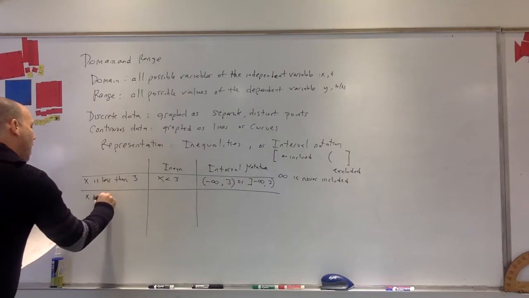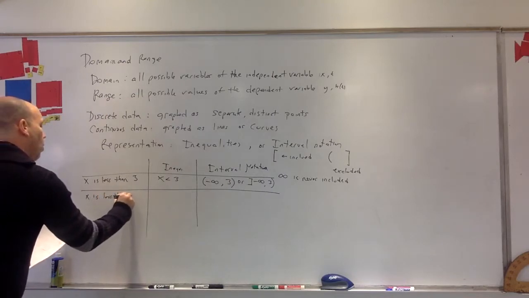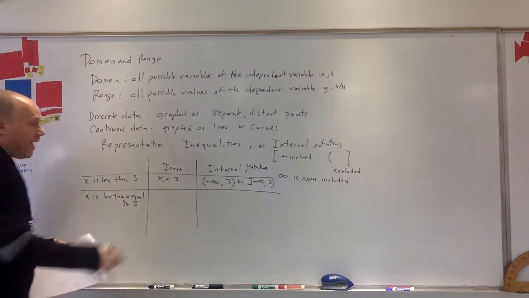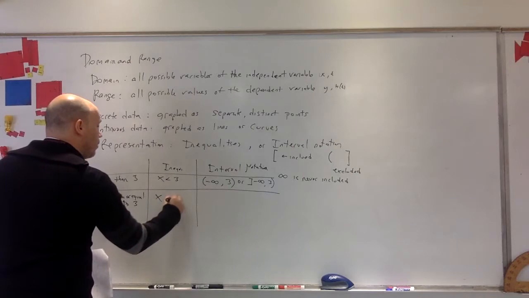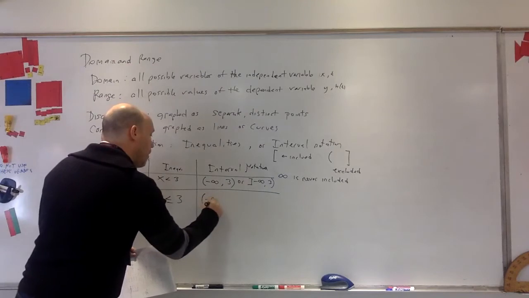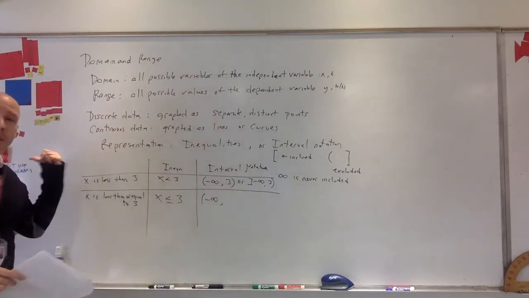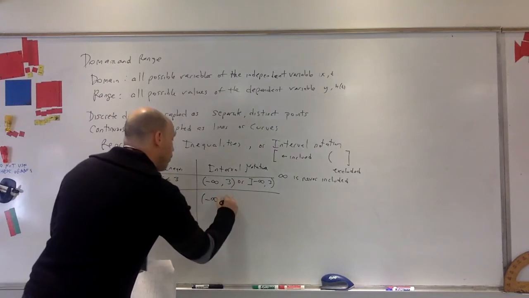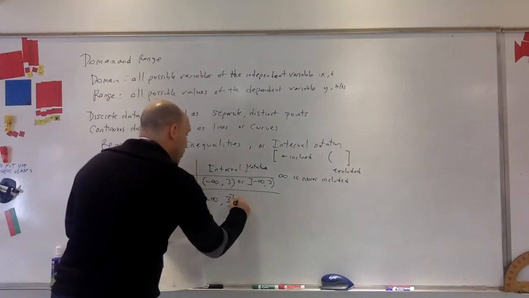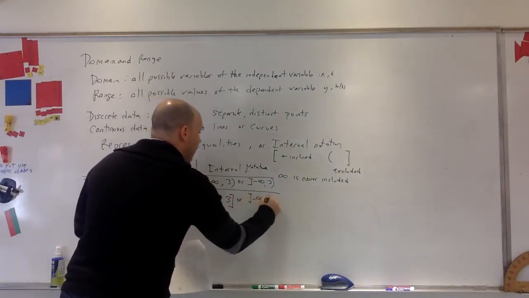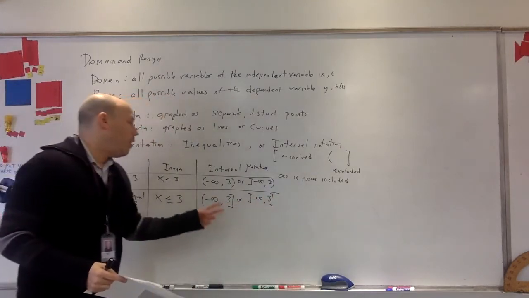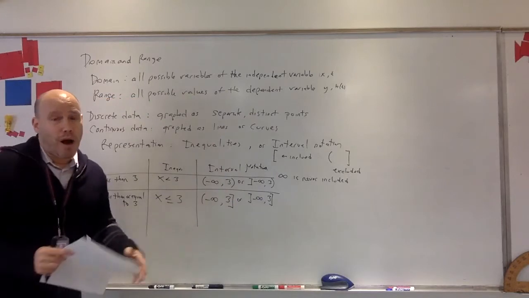Next, x is less than or equal to 3. Well, as an inequality, x is less than or equal to 3. Interval notation, well, negative infinity, because we keep going to the left, but this time the 3 is included. Or backwards bracket, negative infinity, 3, close bracket. Once again, either way is fine.